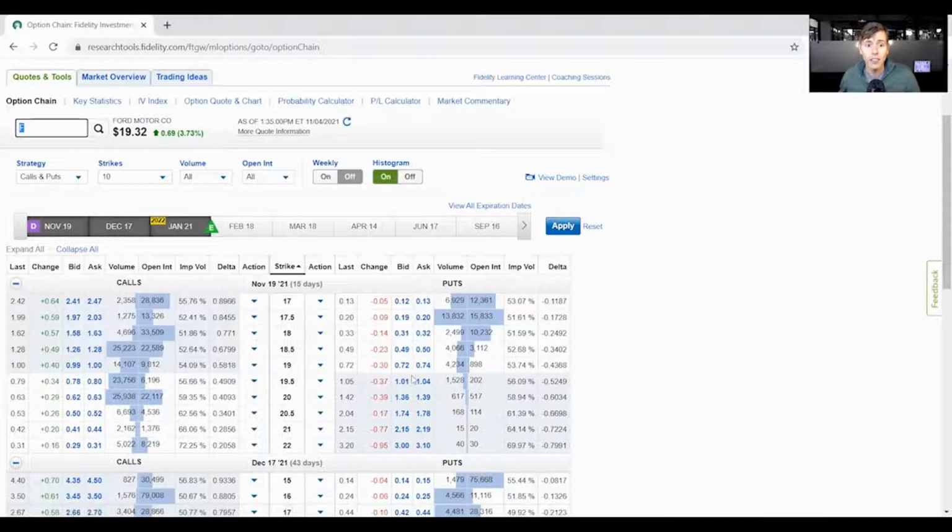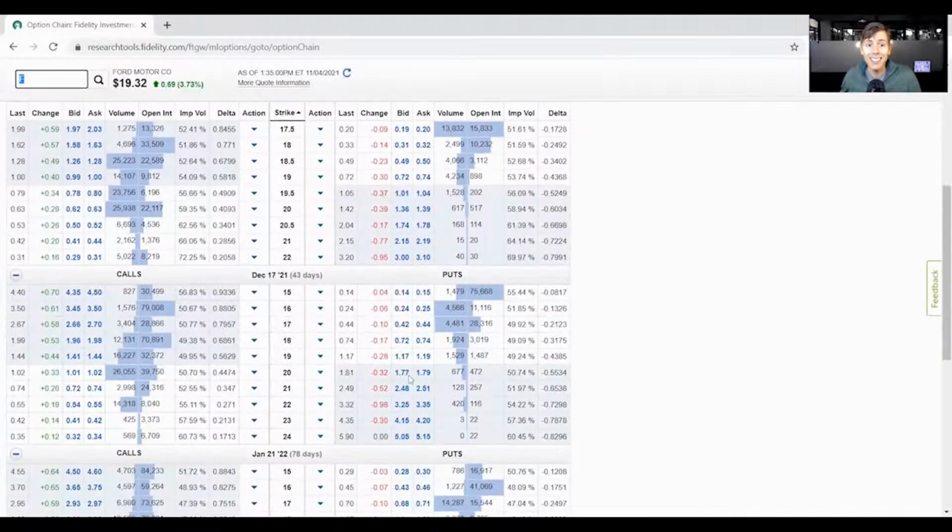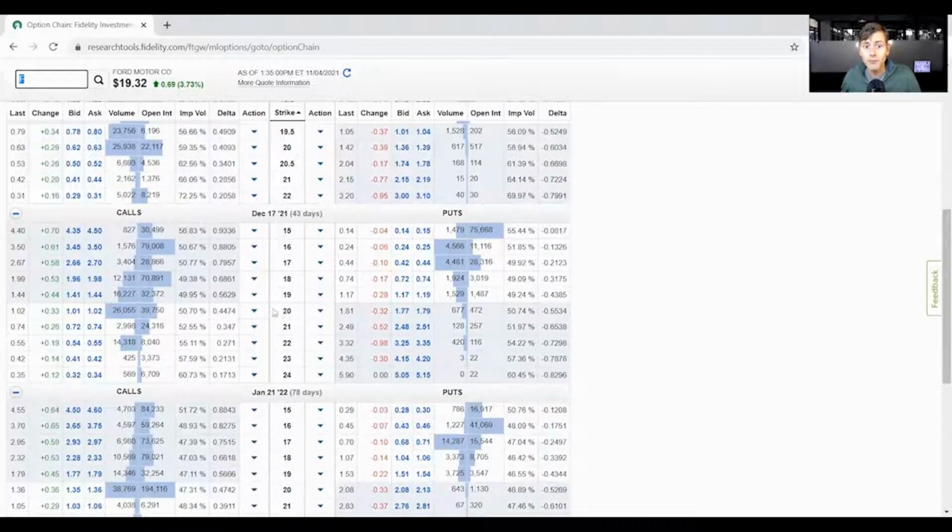All right. Now, as we go further and we look at December, which is a month away, 43 days, let's look at the 19 strike call. The 19 strike call is more expensive, right? Because there's more time value in that option. You would have to pay $1.44 for one of those call options. For a put, the 19 strike put would cost you $1.19. That's if you were going to buy that put.